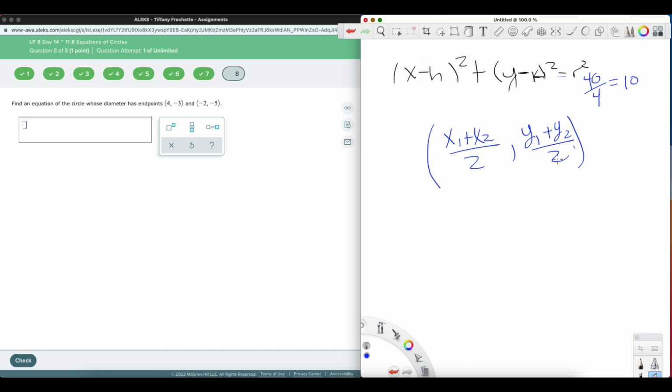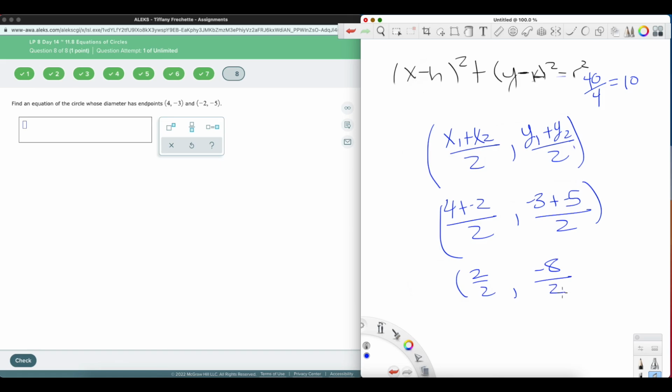So I have 4 plus negative 2 over 2 and negative 3 plus negative 5 over 2. So this is going to be 4 minus 2, which is 2 over 2, negative 3 plus negative 5, which is negative 8 over 2. So reduce one more time. 2 divided by 2 is 1. Negative 8 divided by 2 is negative 4. So here's my h and my k. So I can go ahead and start plugging these in.